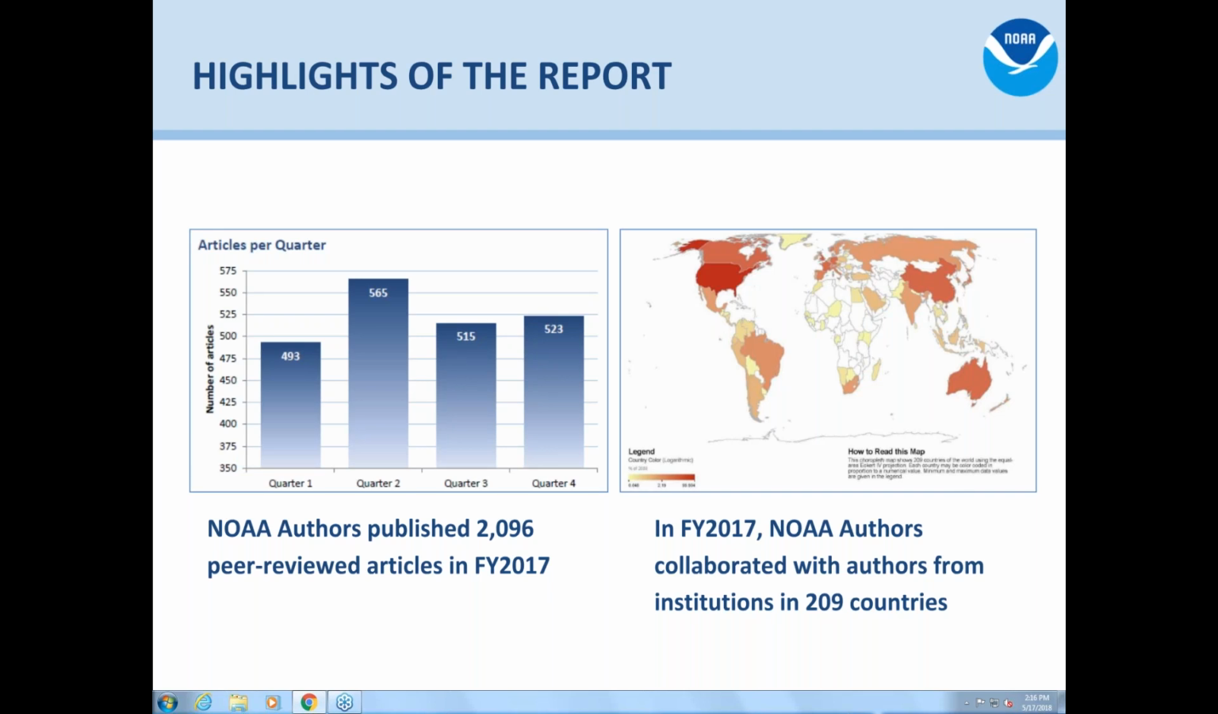The first being that NOAA authors published more than 2,000 articles in FY2017, and this isn't including the other, I believe, about 1,800 articles by authors who received NOAA funding. This is a pretty impressive number, we think. Also, these papers represent collaborations with other research institutions in 209 countries around the globe.